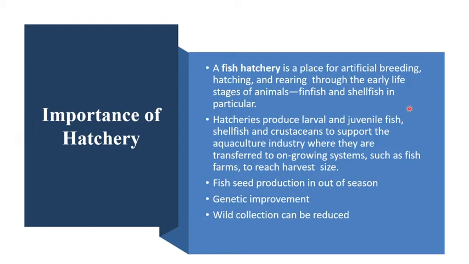Fish seed production out of season can be done with the help of hatcheries. Genetic improvements can be done; especially, we can produce transgenic salmon and tilapia like GIFT tilapia with improved size and quality with the help of hatcheries. With the help of hatcheries, wild collection of spawn can be reduced to a greater extent.